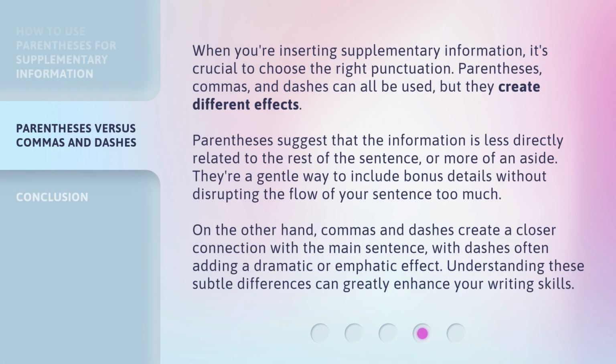When you're inserting supplementary information, it's crucial to choose the right punctuation. Parentheses, commas, and dashes can all be used, but they create different effects. Parentheses suggest that the information is less directly related to the rest of the sentence, or more of an aside. They're a gentle way to include bonus details without disrupting the flow of your sentence too much. On the other hand, commas and dashes create a closer connection with the main sentence, with dashes often adding a dramatic or emphatic effect. Understanding these subtle differences can greatly enhance your writing skills.